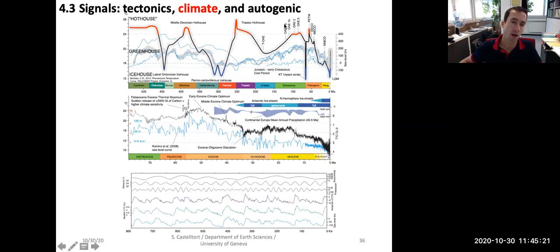For instance, at least when I was a student, and I haven't read much about this recently, in these times of the Cretaceous, there seems to be not much relief on Earth, not many mountain ranges. I think the Andes are already there or in the process, and also the Rockies probably, but not too much. The Himalayas aren't there. Maybe they are, but not as we know them. The Alps are not there. They just start maybe at some point.